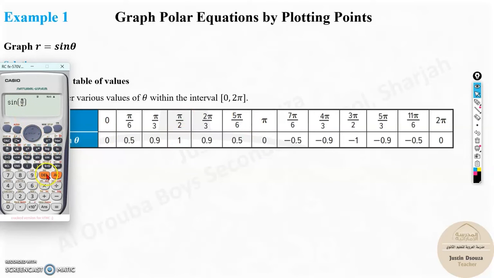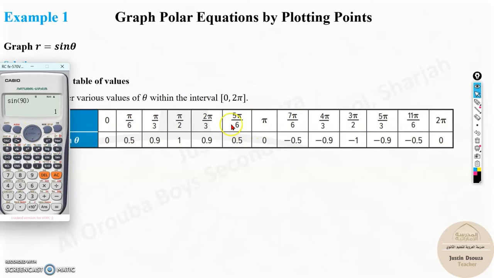Pi by 2 is 90 degrees. Let me type 90 degrees. But now if I press equal to, I'm going to get the wrong answer. Why? Because it's in radian. Now 90 is in terms of degrees, right? So I need to press shift, mode, and 3. Now I can see the D, that is degree. Now the answer is correct. Similarly, you can try any other value. You will get the same answer.